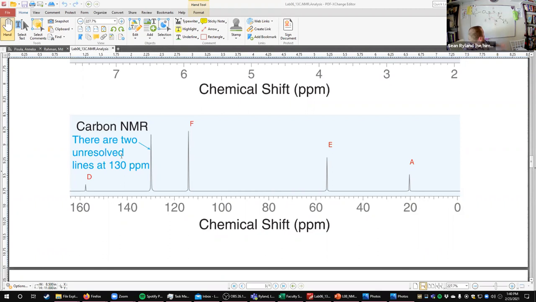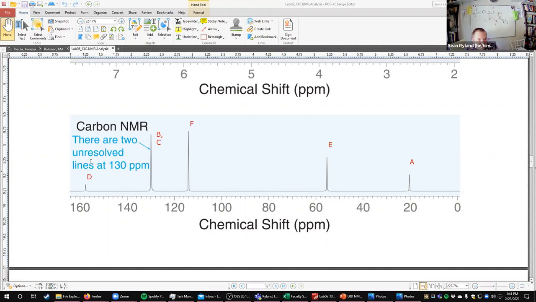And that means our two unresolved peaks that are really close to the same spot, they've got to be C and D. They don't have any electron donating groups directly attached, but they also don't have an oxygen directly attached. So C and D are really close together. Right, so we get two signals for those.